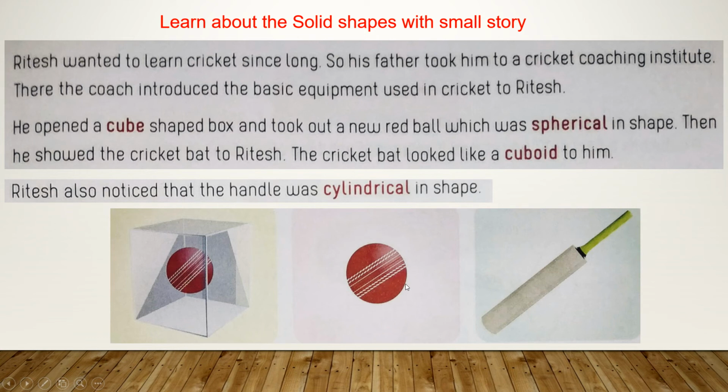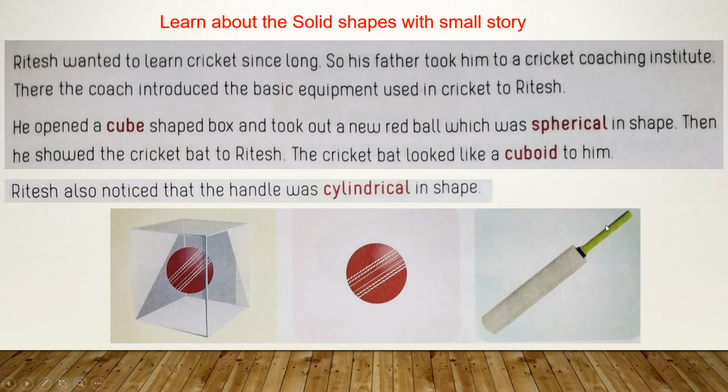Now he observed the shape of this ball, and it looks like a sphere. This is a rounded, solid shape, so this is a sphere. And he also observed this cricket bat. See, this cricket bat looks like a cuboid, and when he got a closer look at its handle, he got to know, okay, this looks like a cylindrical shape.